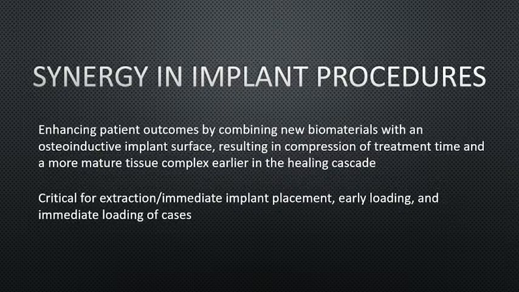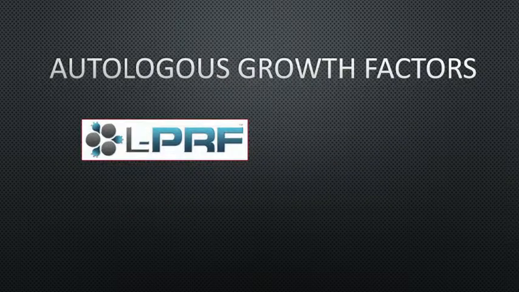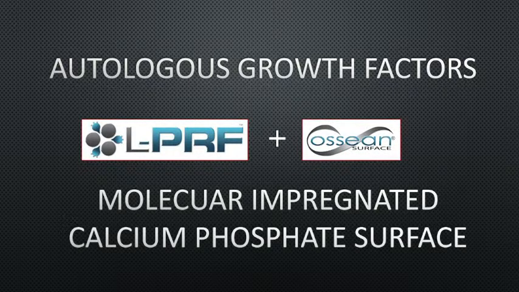It's critical, for example, for extraction and immediate implant placement, because we're not only doing immediate implant placement, sometimes we're doing immediate provisionalization, sometimes we're doing immediate load. And we don't want early failures. So if we look at it, we start to use things because we know the science and biology behind them, sometimes combining them with another biomaterial, in this case the osseous surface. And the osseous surface is a molecular impregnated surface.